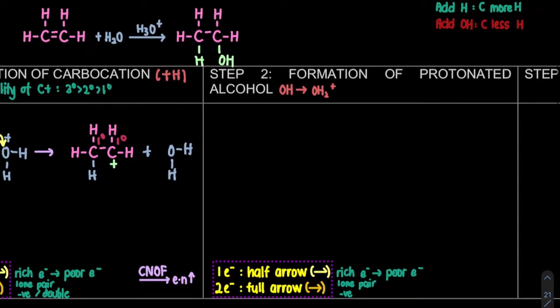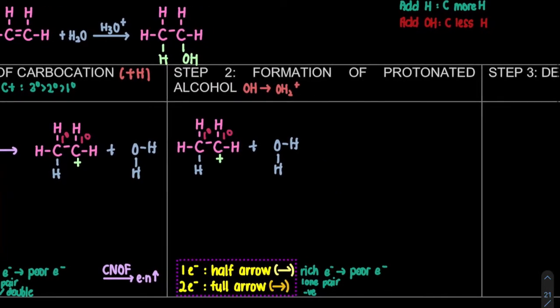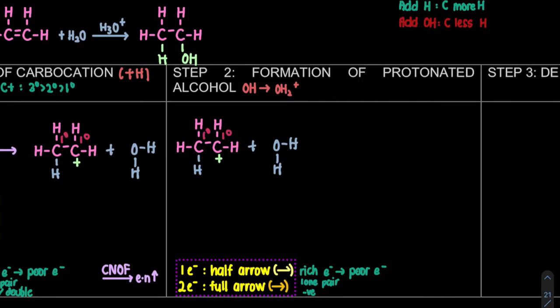Step 2 is the formation of protonated alcohol. So for step 2, which one are we going to take? We go back and take all the product from step 1. What happens next is the movement of the electron, still from a rich electron species to a poor electron species. The rich electron species is the lone pair, remember oxygen has 2 lone pairs here. So it moves to the poor electron species, which in this case is positively charged. The movement of the electron will be from oxygen towards our carbon itself.